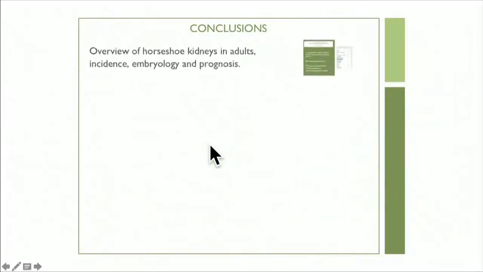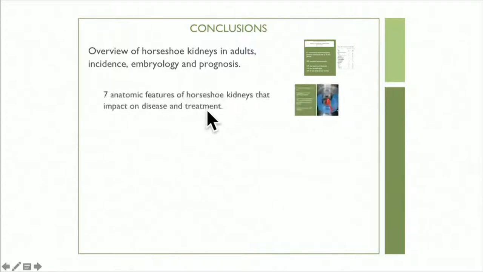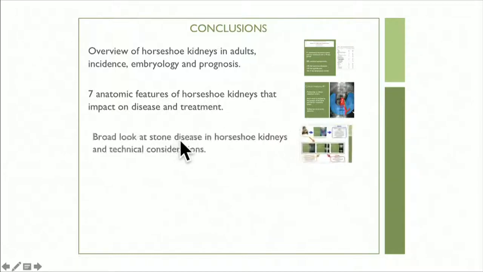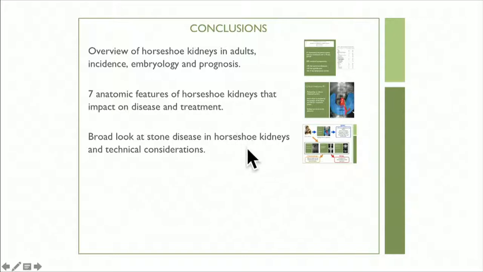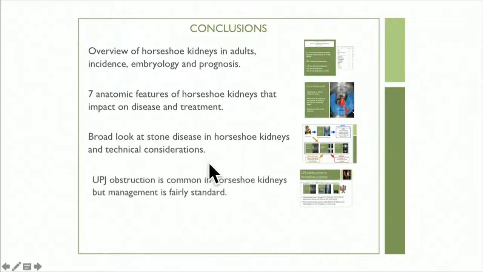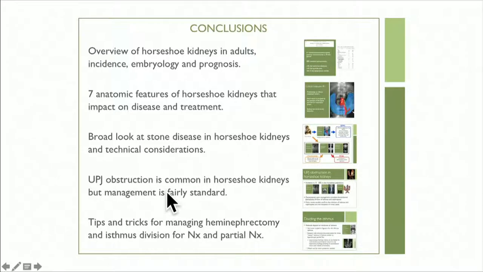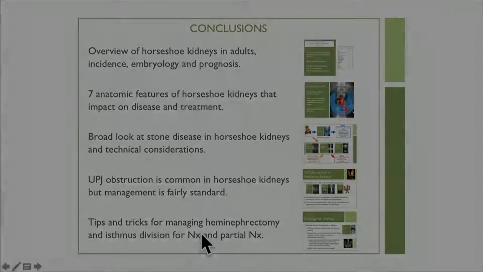So in conclusion, we've given you an overview of horseshoe kidneys in adults. We've talked a little bit about 7 critical anatomic features that you should remember that can impact on disease and treatment. I've given you a broad look at stone disease in horseshoe kidneys and some of the technical considerations that are important. We've touched briefly on UPJ obstruction, although management is fairly standard in those patients. And finally, I've given you some tips and tricks for managing heminephrectomy and isthmus division in the cases of nephrectomy and partial nephrectomy. Thank you very much.